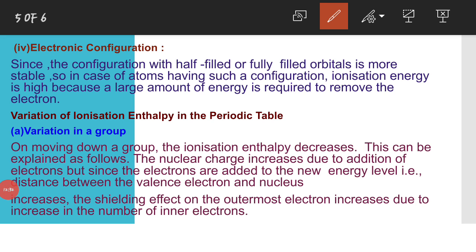This can be explained as follows. The nuclear charge increases due to addition of electrons, but since the electrons are added to the new energy level, the distance between the valence electron and nucleus increases. The shielding effect on the outermost electron increases due to increase in the number of inner electrons.